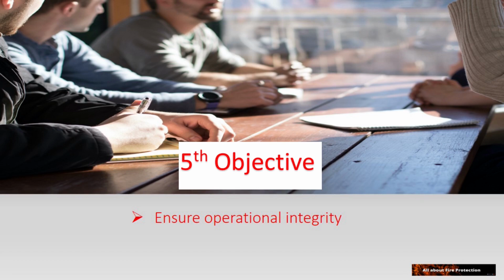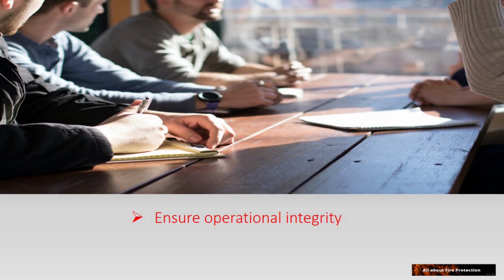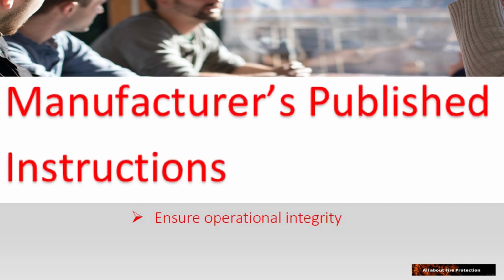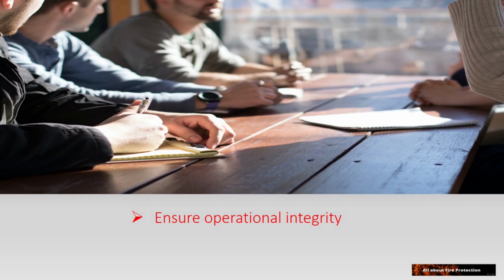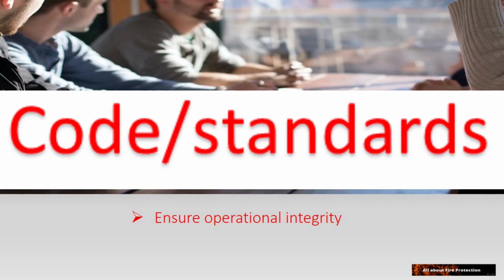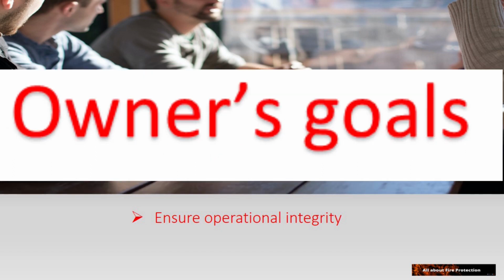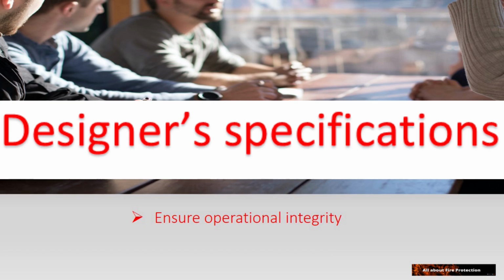Fifth objective, to ensure operational integrity. The inspection, testing, and maintenance program includes manufacturers' published instructions as part of the requirement. Verifying the correct operation of the system includes conformance with the codes, standards, owner's goals, and specifications of the designer.